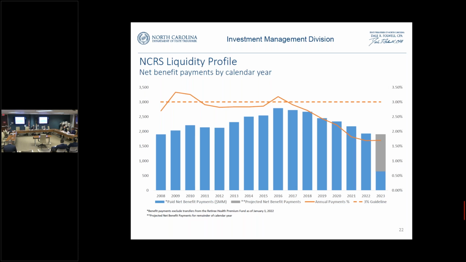And as a percent of the portfolio, which is one of the metrics we try to monitor closely, we want to make sure we're below 3%, which is really the target. You can see that dotted line is the 3%, the solid orange line is our actual, and you can see how that's come down pretty significantly in the last several years, and it's below 2% of the market value of the portfolio, which is very good.